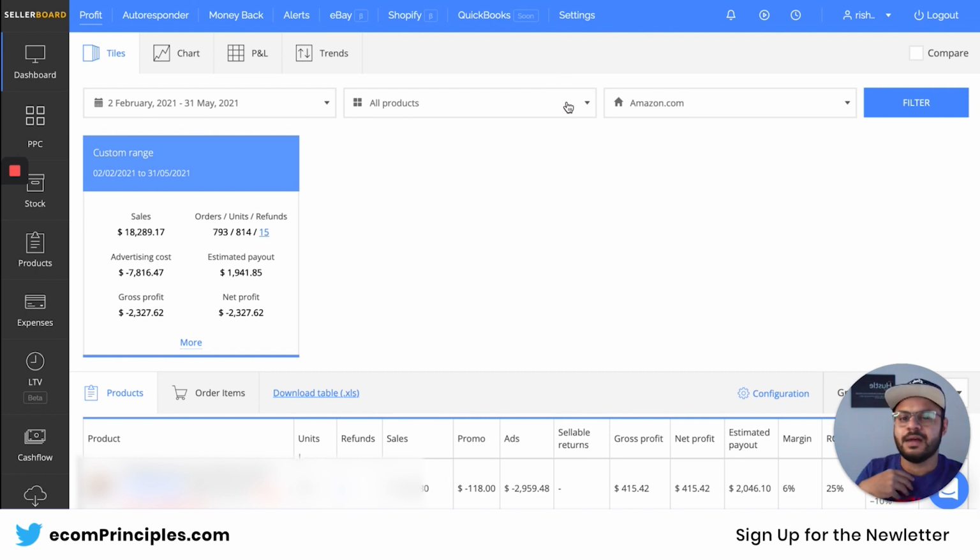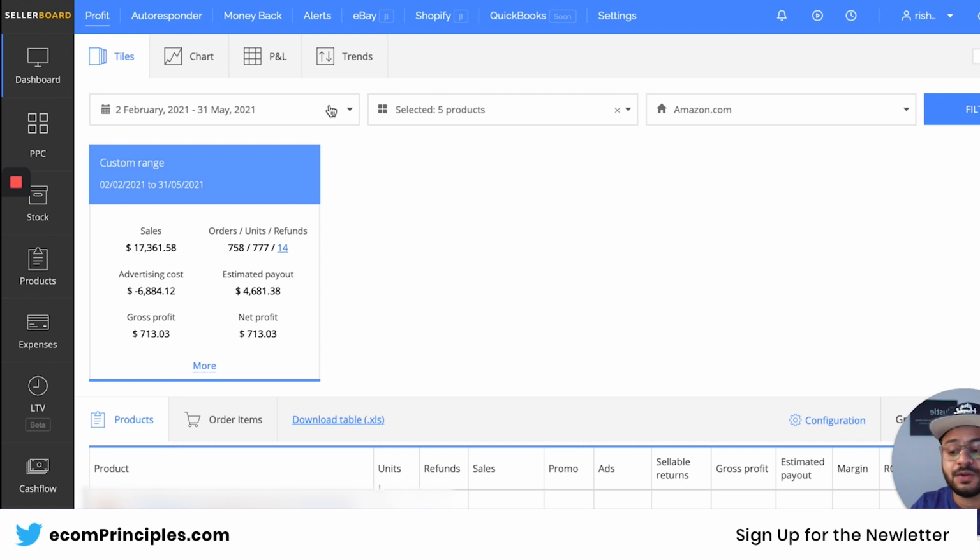In my account, there is a chunk of extra products, so I'm going to be removing those just so that I'm looking at a relevant piece of data. Give me a second. Alright guys, so like I said, I have set the filters to the last 4 months, Feb, March, April, May. And I've selected the only 5 products that I've launched under this brand. I've selected the marketplace and I've just clicked on filter. So now what you see on the screen is the summary for the last 4 months.